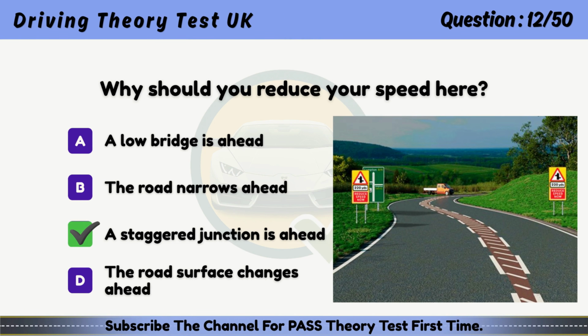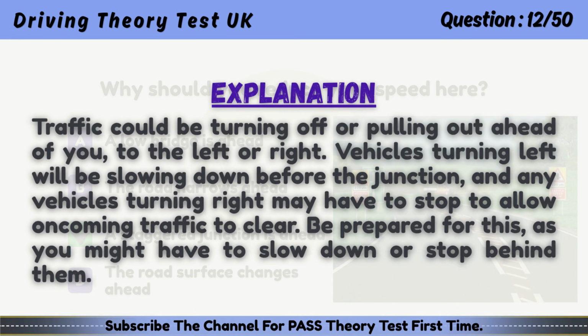Answer is C. A staggered junction is ahead. Traffic could be turning off or pulling out ahead of you, to the left or right. Vehicles turning left will be slowing down before the junction, and any vehicles turning right may have to stop to allow oncoming traffic to clear. Be prepared for this, as you might have to slow down or stop behind them.